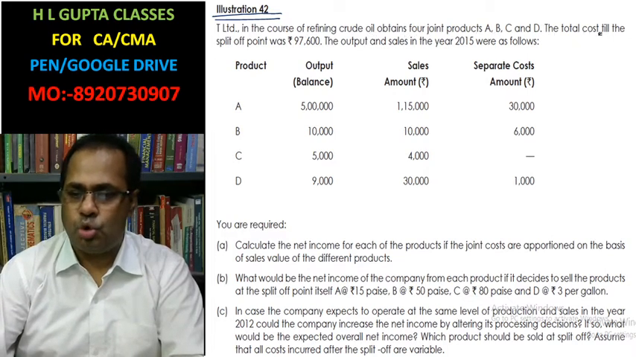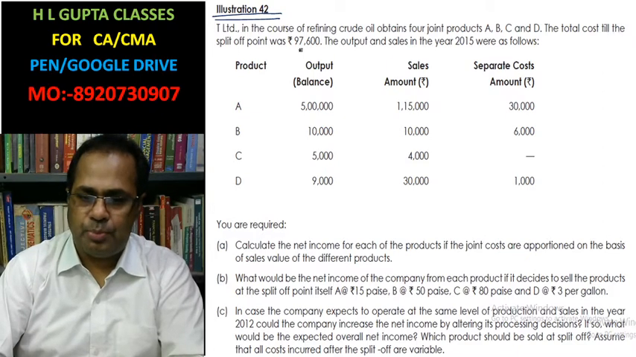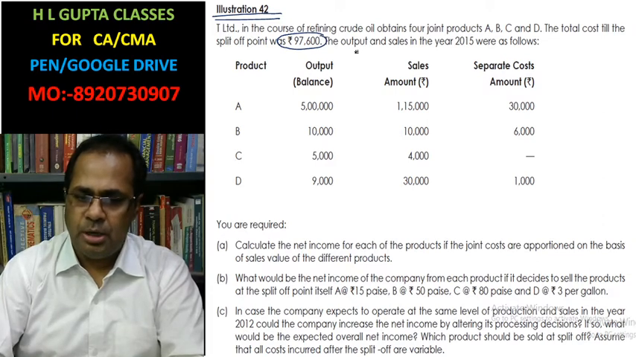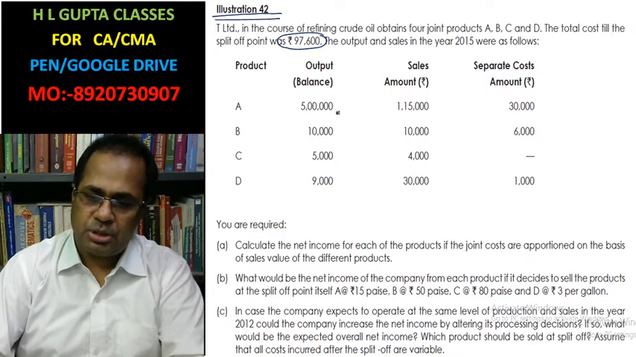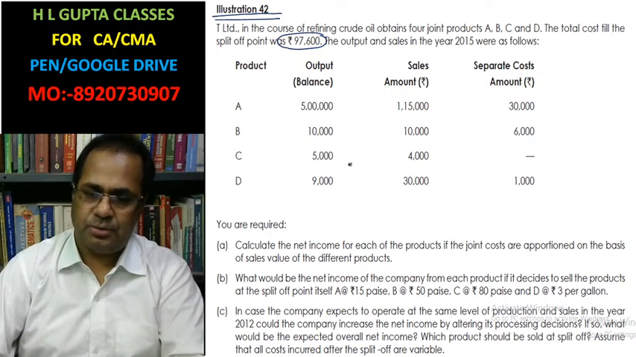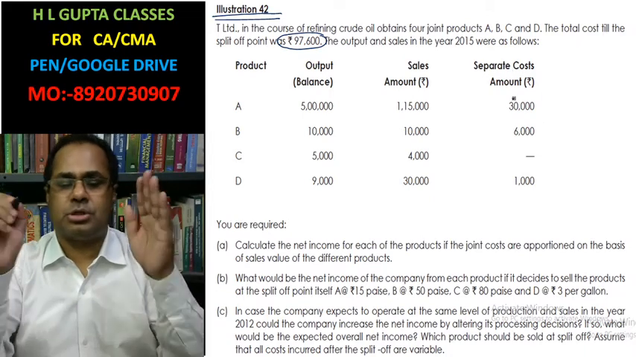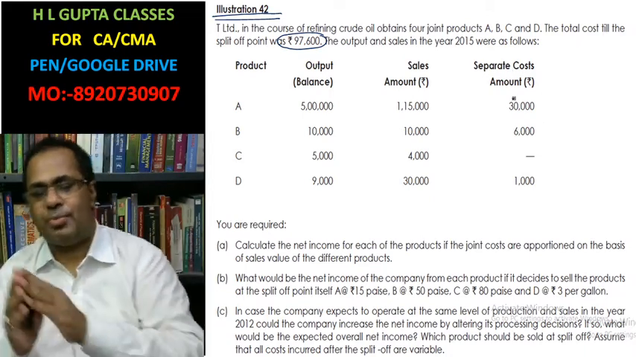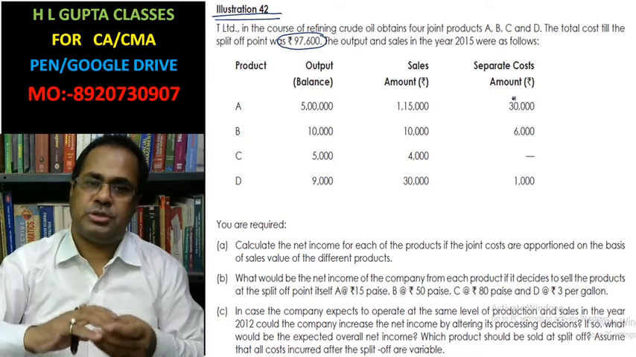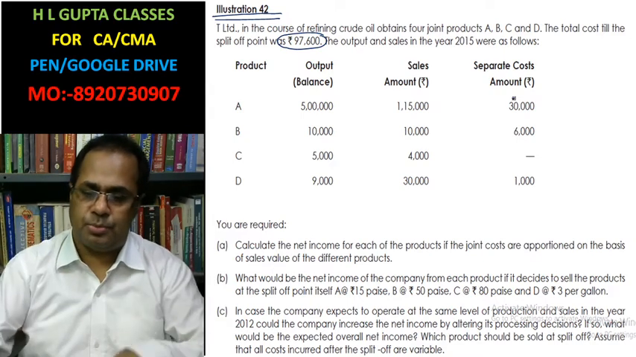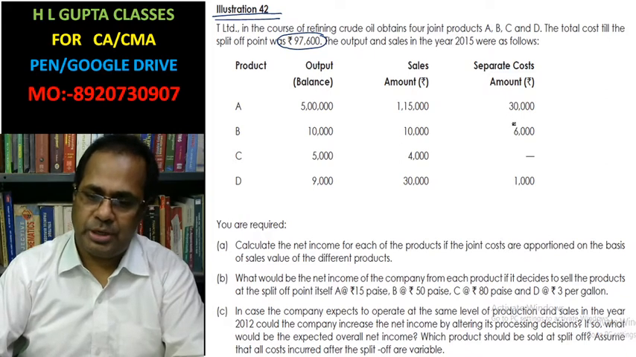The total cost till the splitter point is this. The output and the sales are in this ratio. Output is 5,10,500, 9,000. Sales amount is this. Separation cost means the costs after the splitter point, that is, further processing cost: 30,000 for A, 6,000 for B, and for C it is 1,000.